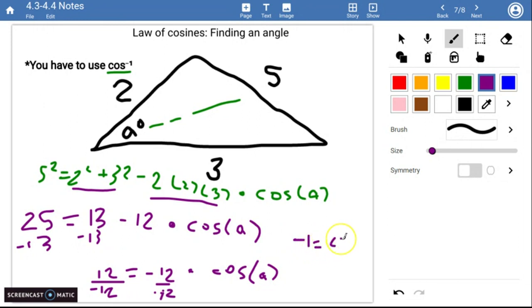So now it looks really simple. Well, what do you do next? Now you need to take the cosine to the negative first of negative 1. It would cancel out right here, and that would leave us with only trying to do this part. We're rounding to the nearest tenth in this case.